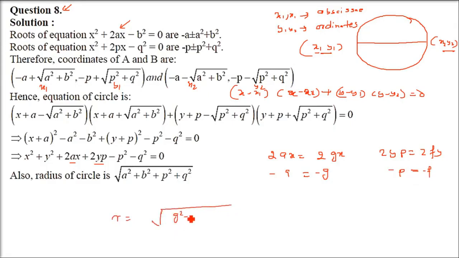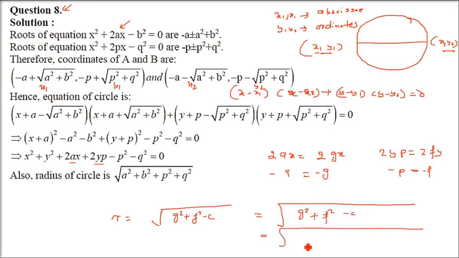Radius will be g square plus f square minus c. What will be g square? Let me write it again. We can write it as a square also. G square plus f square minus c. In place of g square, you are going to write a square. Minus a square is the same, a square. Here also you'll get p square.